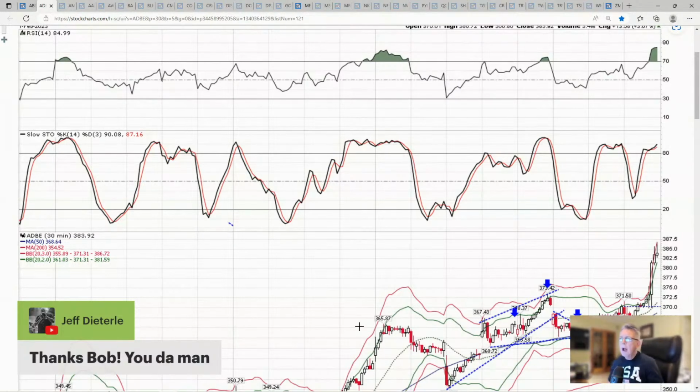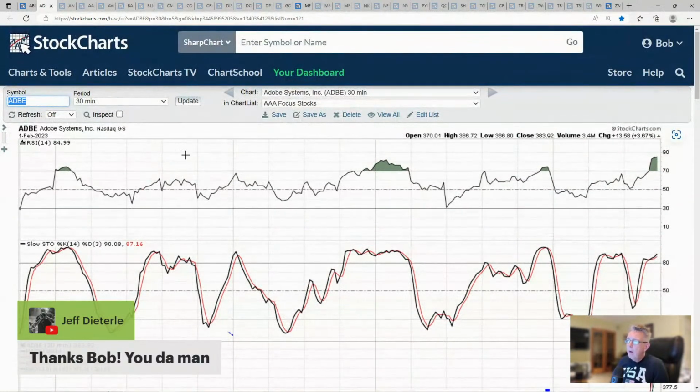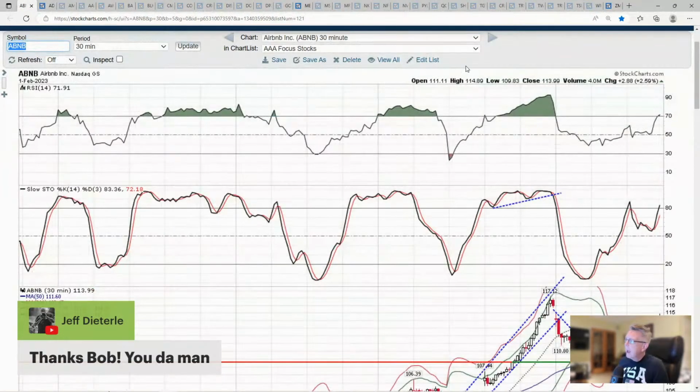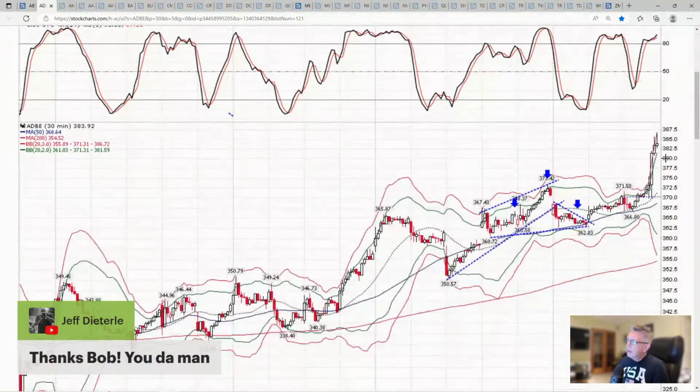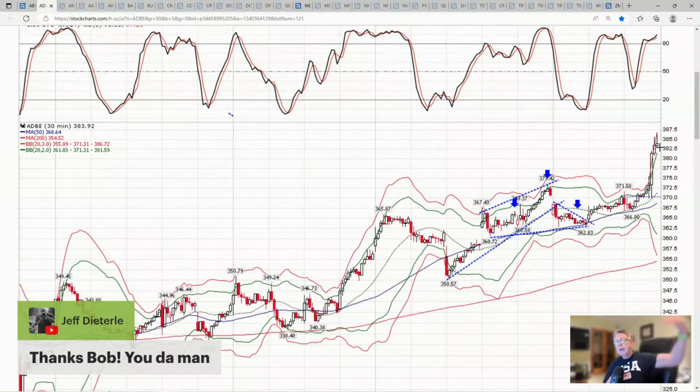Let's talk about the whys. 30-minute chart, same situation here. Overbought relative to the third standard deviation Bollinger Band. The however is RSI: unlike Airbnb, which has RSI nearly 72, Adobe has RSI at around 85. That's unsustainable. So you could see that as the shorts were getting squeezed into the close, you saw topping action, topping tails. That means that you had sellers above.